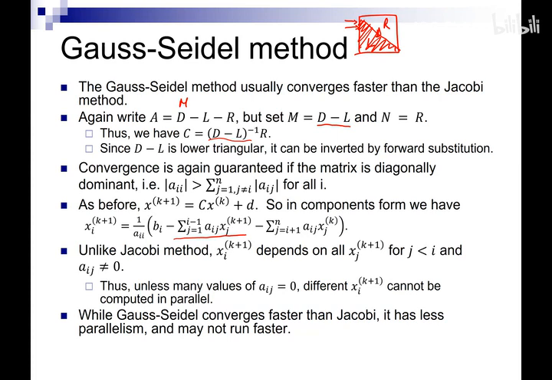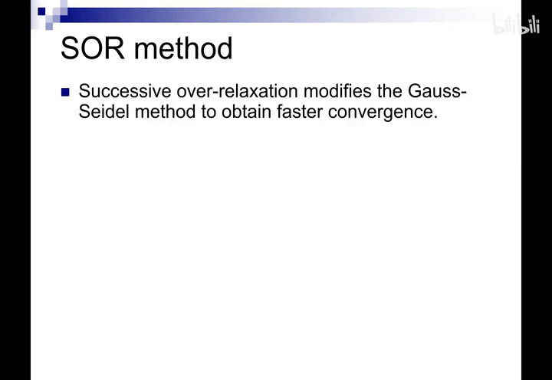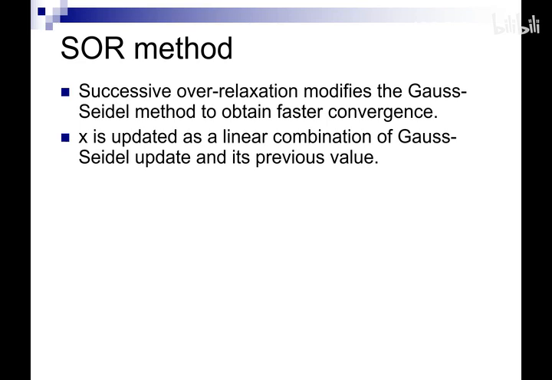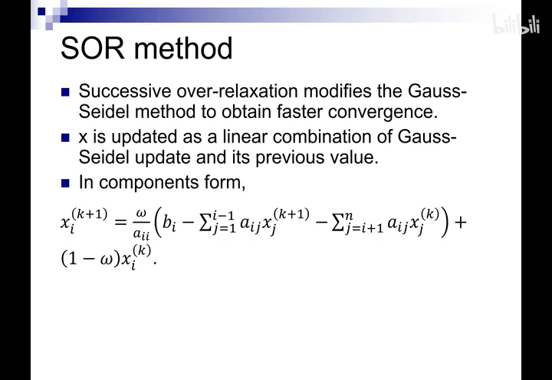Okay, now before talking about those special cases, I'm going to introduce one more method, which is called SOR, which stands for successive over-relaxation. This is a modification of the Gauss-Seidel method, and it again has improved convergence compared to the Gauss-Seidel method. The way the SOR method works is that x, each time we iterate, is now going to be a linear combination of the value you get from the Gauss-Seidel iterations and the previous value for x.